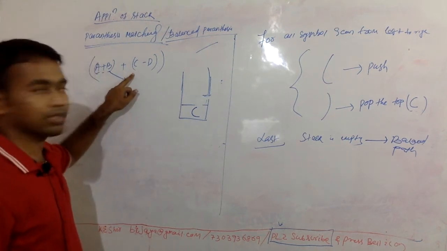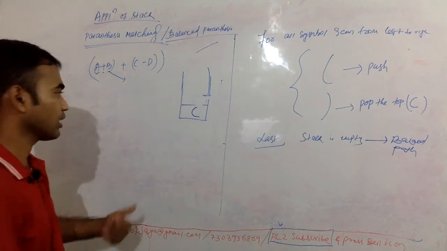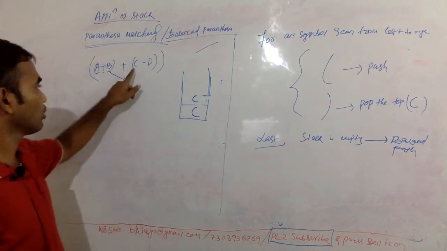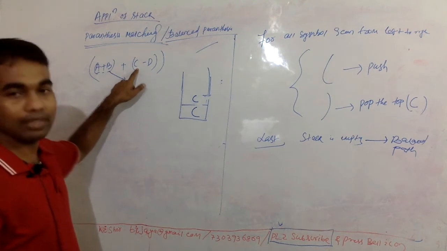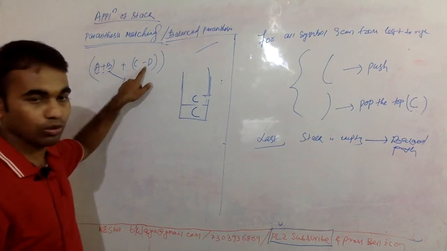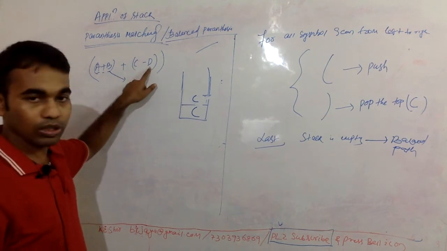Now a left parenthesis is coming. So what I need to do for a left parenthesis? I need to push it into the stack, right? So that's what I need to do. Now I will come to C. For C I don't need to do anything, because this is not a parenthesis at all. Minus, I don't need to do anything. D, I don't need to do anything.